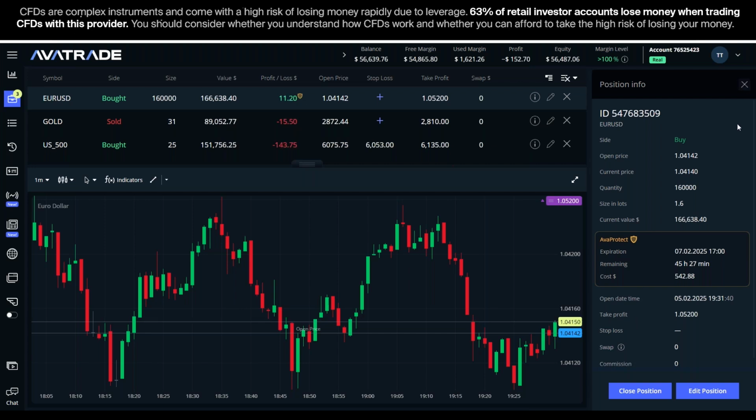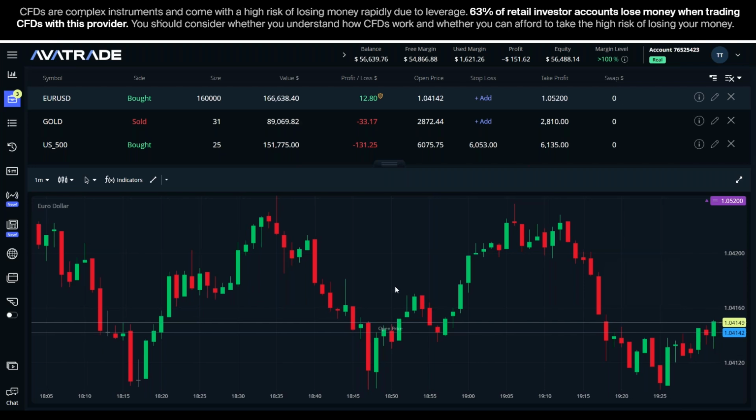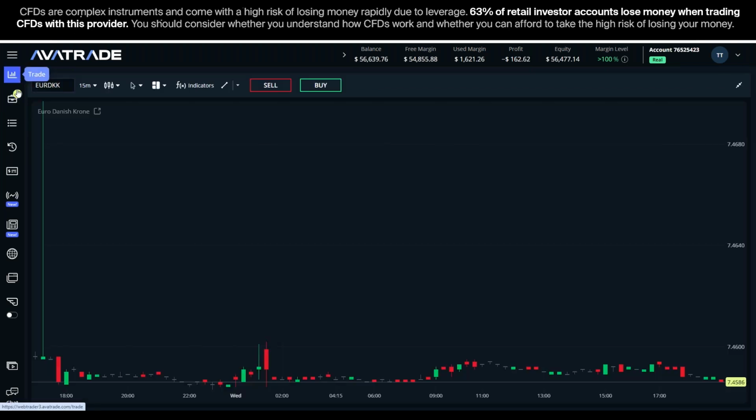So it's a very nice tool, this AvaProtect, to go along with the signals and understanding the current fundamental news. You can have a really nice strategy set up like we're looking at here. This is probably a good place to stop for the evening.